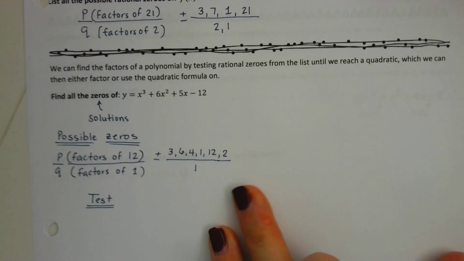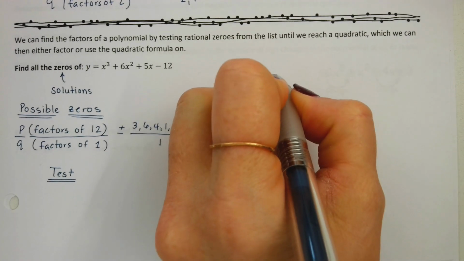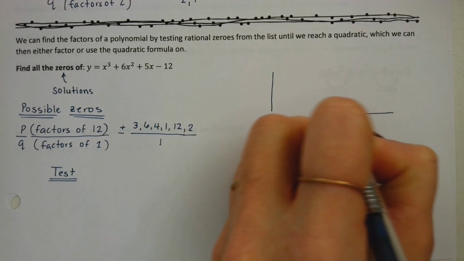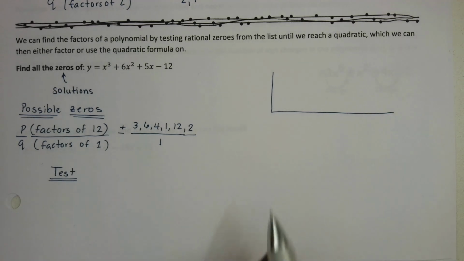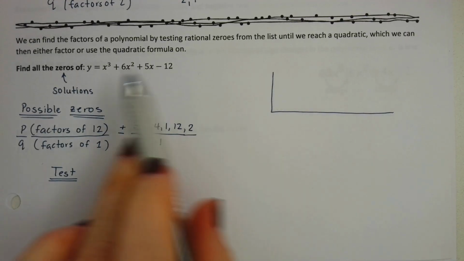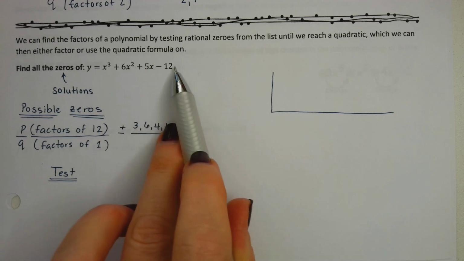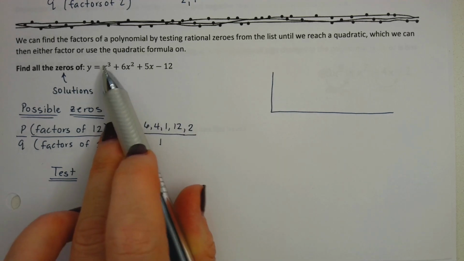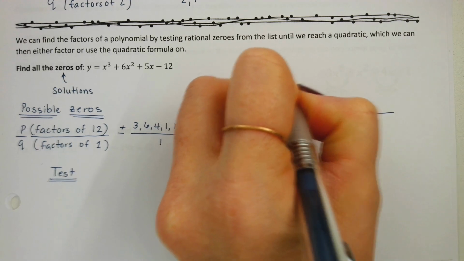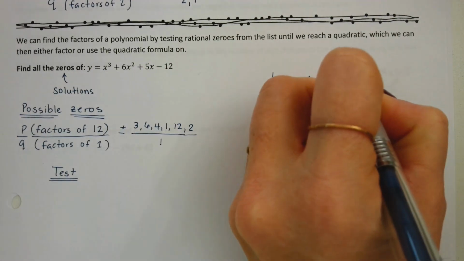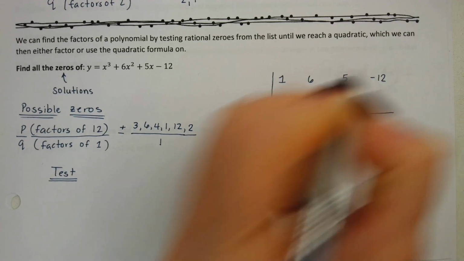Okay. So I'm going to start setting up my synthetic division, just like we did on that first question. We've got our little upside down division bar. Remember, we're only going to choose the coefficients of this. We're only going to write down the coefficients. So we're going to write 1, 6, 5, and negative 12. Okay.